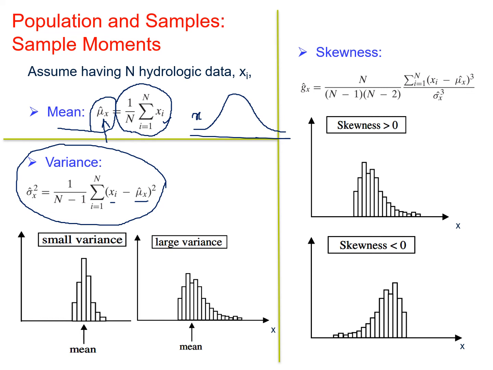Once you have the mean, variance and skewness of your variable, let's say rainfall, then using those moments you can fit one particular distribution, and then you can define that equation, the probability density function or cumulative distribution function. Once you define that, you can extrapolate to calculate the probability of any variable, any outcome.